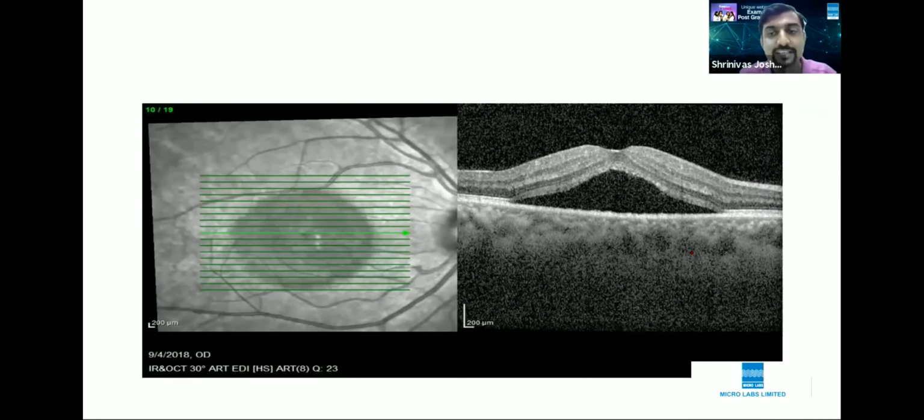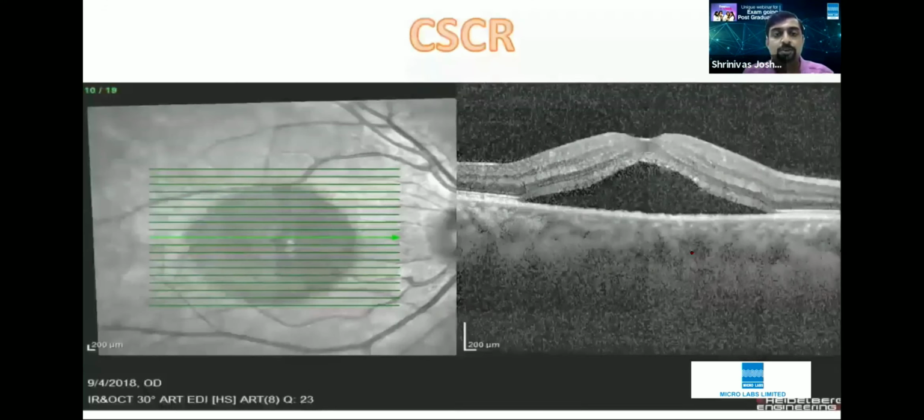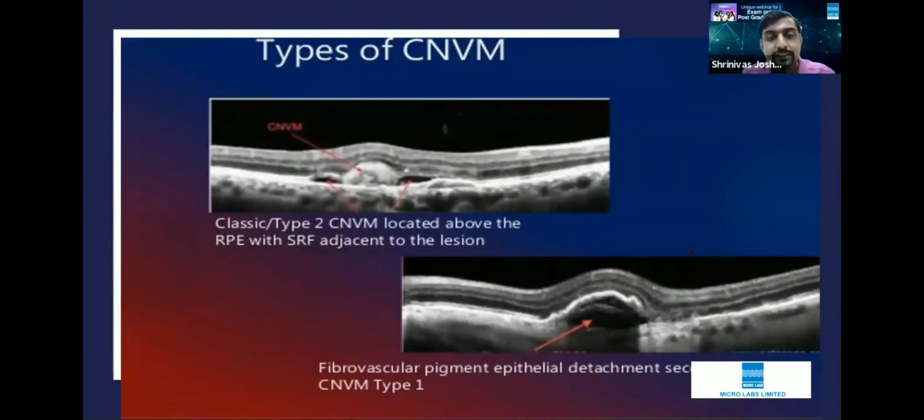So quickly going to the next, as you all know, this is a clear-cut, very simple case of CSR. So what are the types of CNVM on OCT? It's again very important. Angiographically, you describe it as predominantly classic, minimally classic, and occult. In OCT, you describe it as type 1, type 2, and type 3.